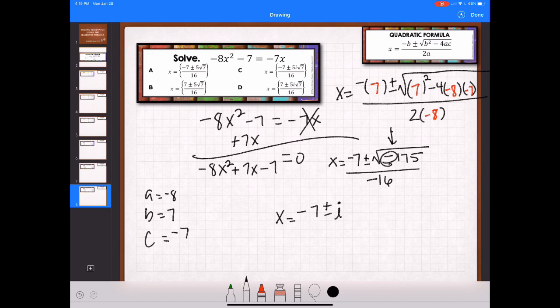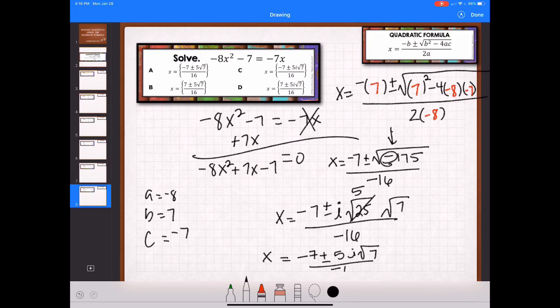Okay, so we have x equals negative 7 plus or minus, I'm going to take out that negative as an i, and then I'm going to factor 175. So I'm going to see what numbers can I divide 175 by? Let's see, 175 divided by 25, which is a perfect square, is 7. So 25 times 7 is 175, divided by negative 16. Okay, and radical 25 is the same thing as 5. So that leaves me with x equals negative 7 plus or minus 5i radical 7 over negative 16.